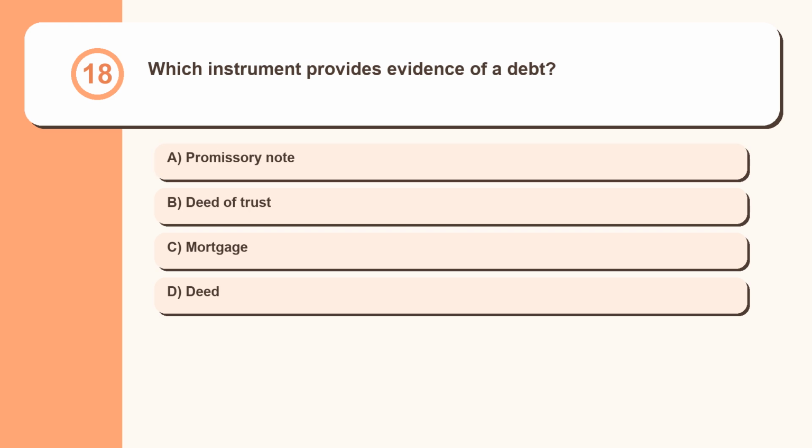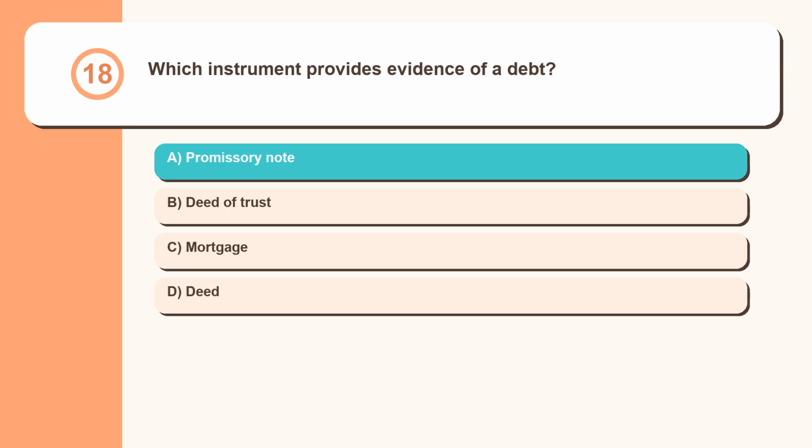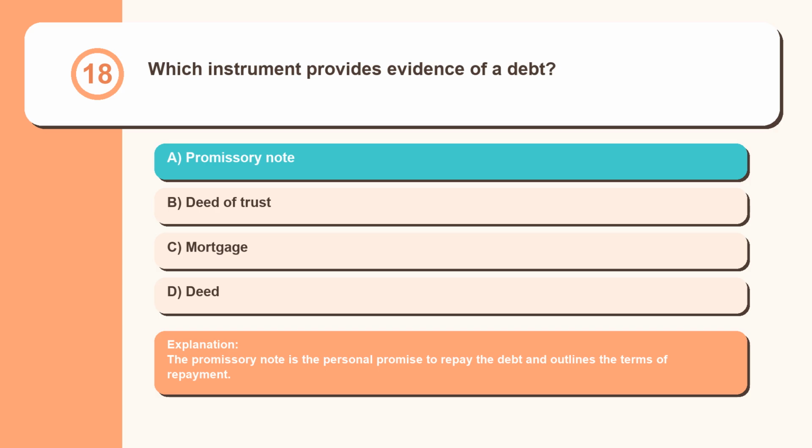Question 18. Which instrument provides evidence of a debt? Promissory note, deed of trust, mortgage, deed. The promissory note is the personal promise to repay the debt and outlines the terms of repayment.